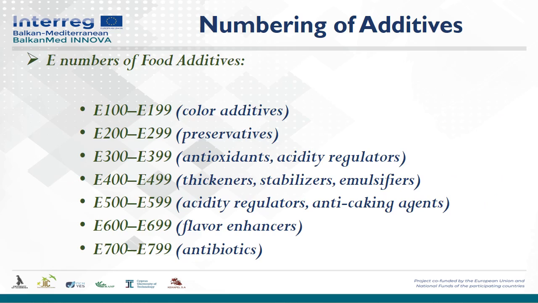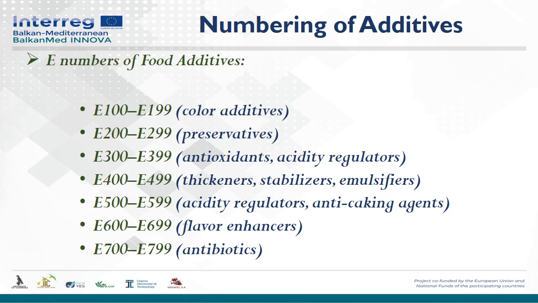Well, as we said, all the food additives that are approved to be used, especially in European Union countries, are codified with E numbers. These codes of E numbers are divided into seven classes, which are for specific categories of food additives. For example, the code from E100 to E199 is for color additives. The code from E200 to E299 is for preservatives, and so on, as you can see on the screen, for all the additives that are used in the food industry.